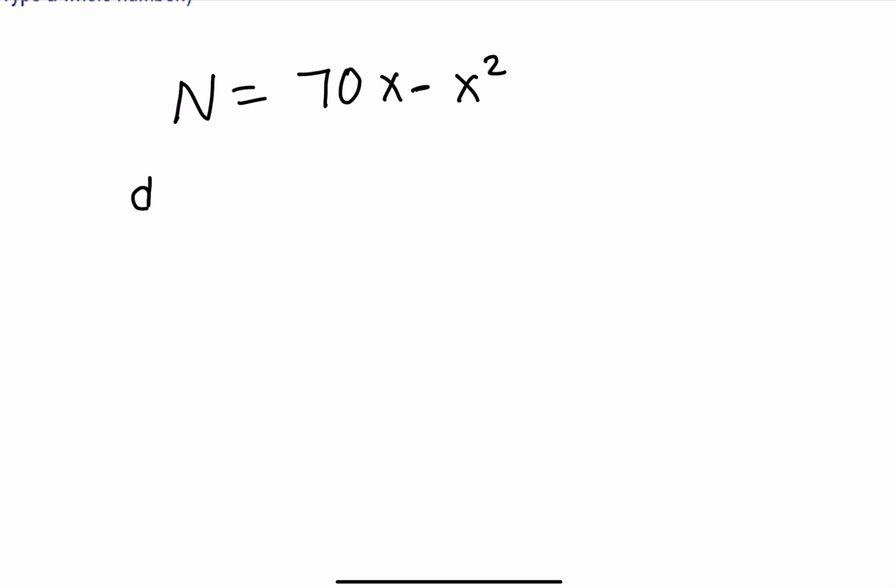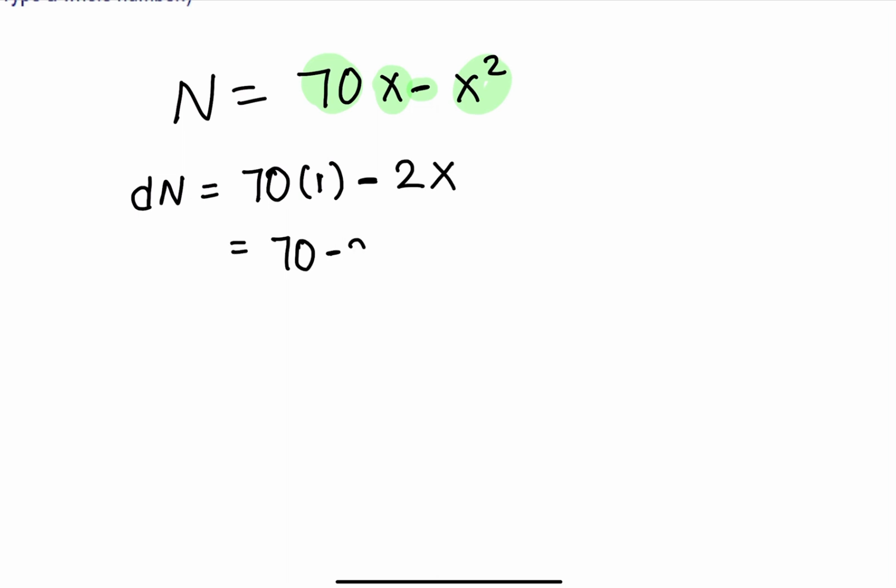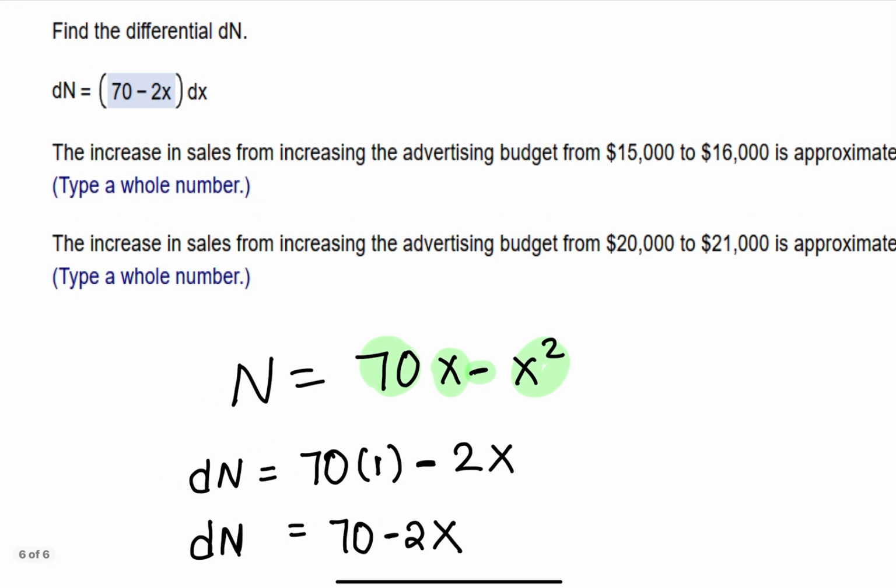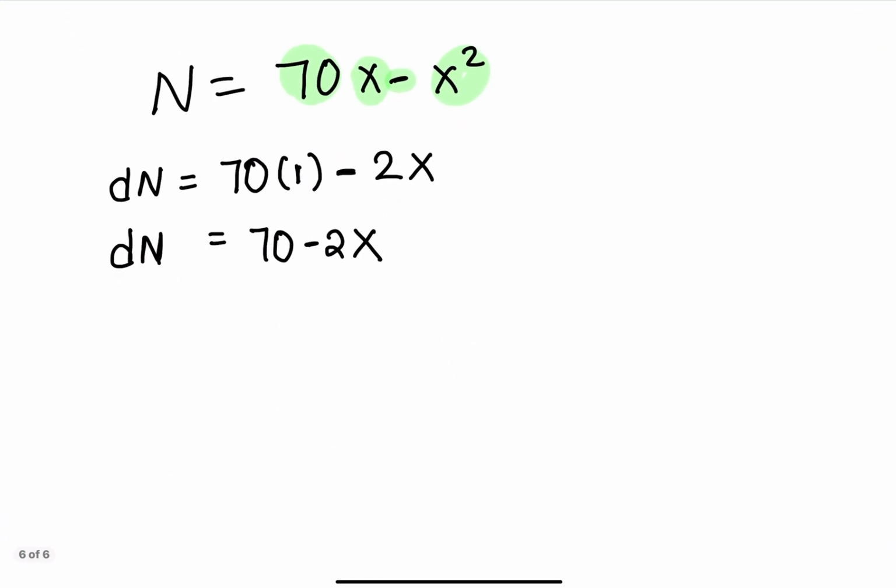First they're asking us to find the differentiation of n, dn. Very simple. 70 comes down as 70. Differentiation of x is 1. Minus comes down as minus. Derivative of x squared is 2x. So when I rewrite it, it is 70 minus 2x. Very good. That's the rate of change of n. This is dn by dx. So my dn is 70 minus 2x times dx. I forgot to put that.